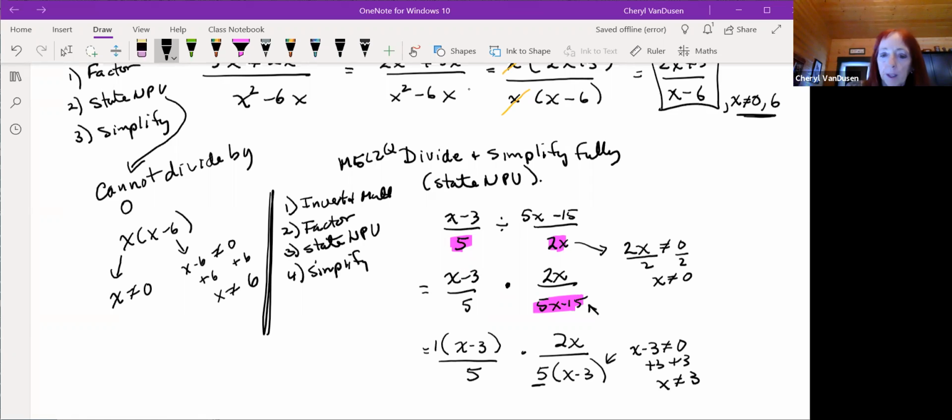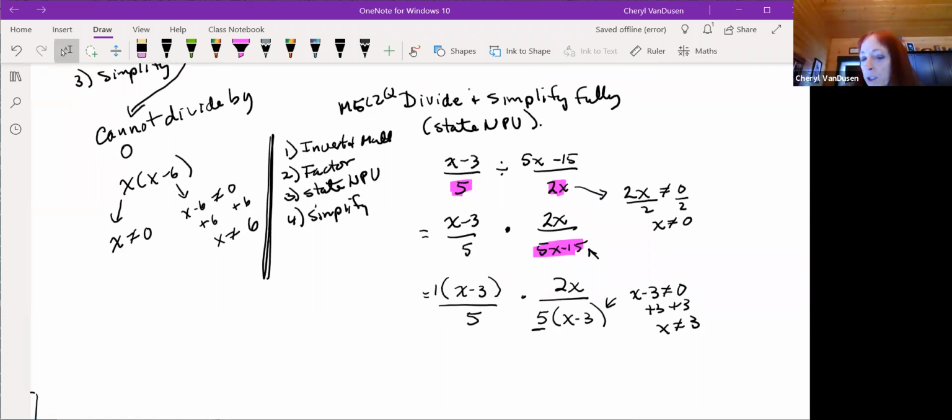Okay, not a whole bunch to cancel here. You can see that the entire bracket of x minus 3 can cancel here and here. No other common factors or anything. And so we just multiply and we get the top numbers to be 2x and the bottom number to just be 25. And then we slip in and say comma, as long as x doesn't equal 0 and x doesn't equal 3.